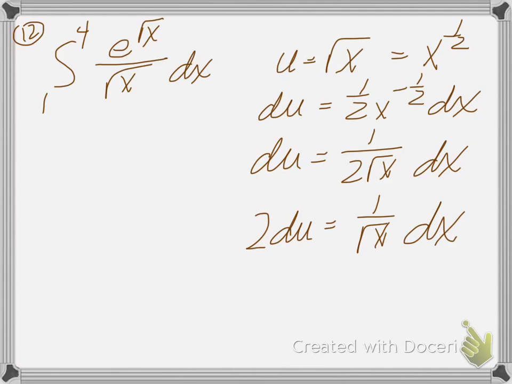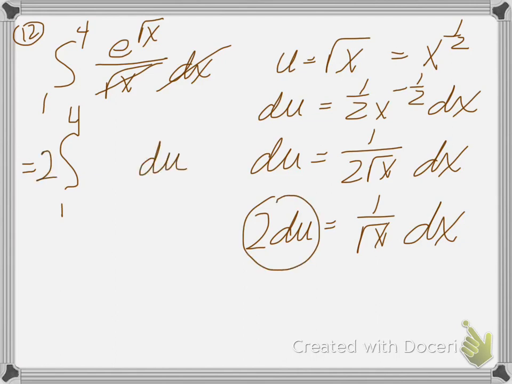Okay, and now it's going to match perfectly. So you're going to go back, rewrite the integral. We're going to take out a 1 over radical x dx and change that to 2 du. And now you're just left with e to the x, e to the radical x, but radical x is just u. So you'd end up with that. And if you look at choice B, it's the exact same thing.